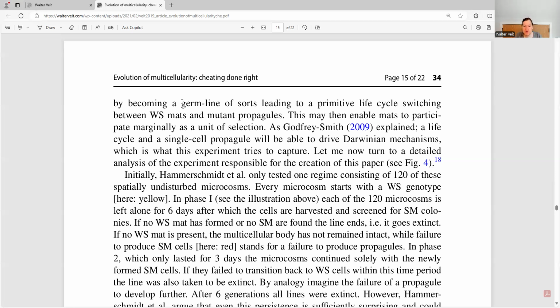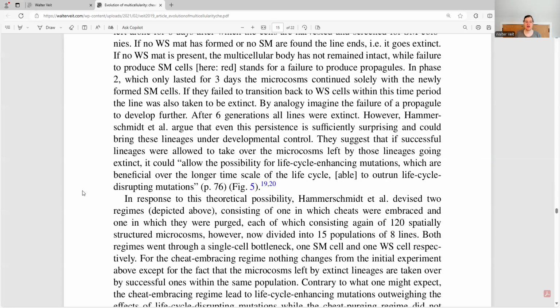So, in phase 2, which only lasted for 3 days, the microcosms continued solely with the newly formed SM cells. If they failed to transition back to Wrinkly Spreader cells within this time period, the line was also taken to be extinct. By analogy, imagine the failure of a propagule to develop further. After 6 generations, all lines were extinct. However, Hammerschmidt et al. argue that even this persistence is sufficiently surprising and could bring these lineages under developmental control.